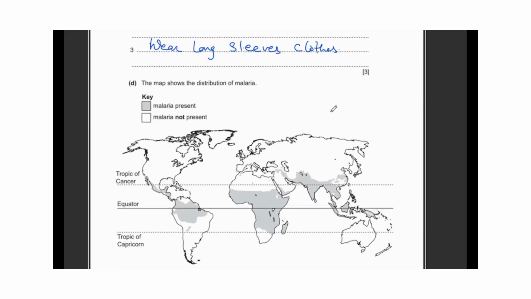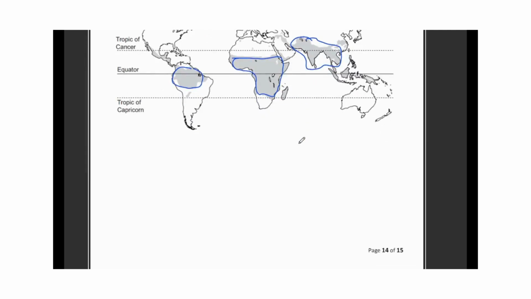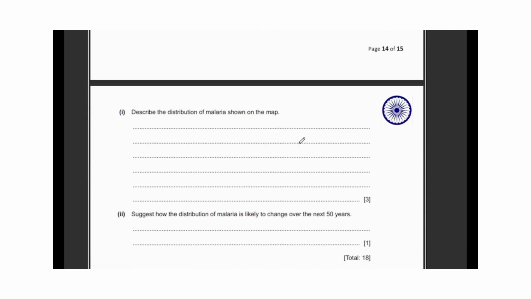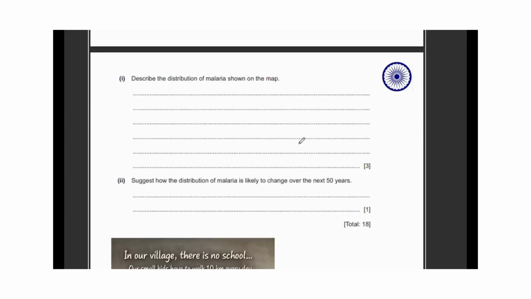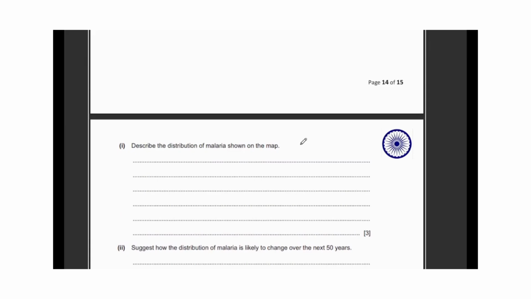The map shows the distribution of malaria. Malaria is present in fewer areas. Let's see this one. Then we have this particular area where malaria is more. Fine. Next one. Describe the distribution of malaria shown. See, again distribution is there, and then we have: suggest how distribution of malaria is likely to change over the next 50 years. Try to apply the same thing, 3 marks, be general.